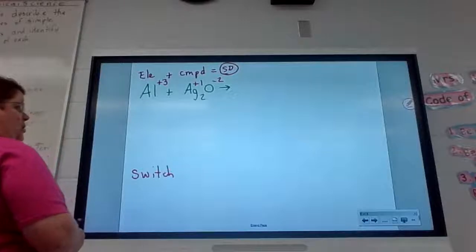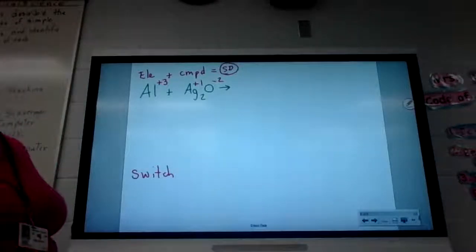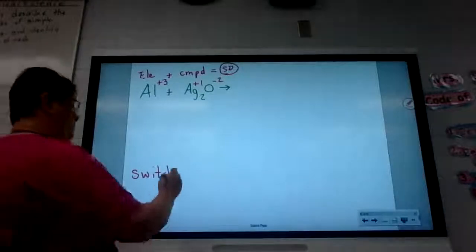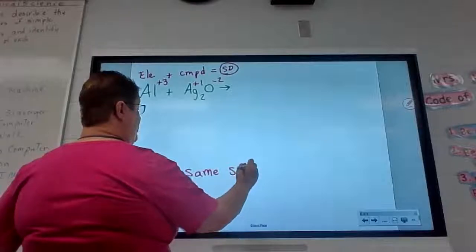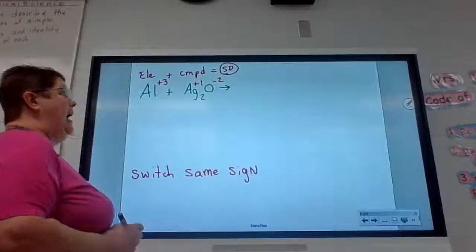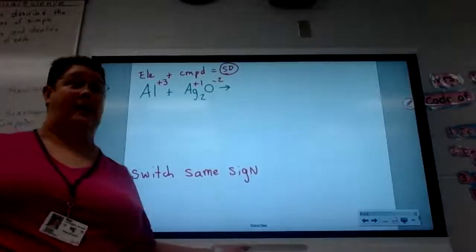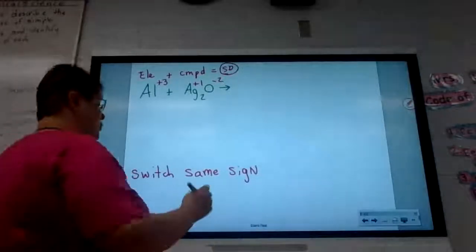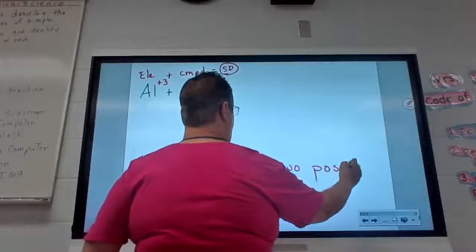We're going to switch what? The ones that are the same sign. Okay? So we're switching the same sign. Who has the same sign? The 2 positives or the 2 negatives? 2 positives. All right, so we're switching the two positives.